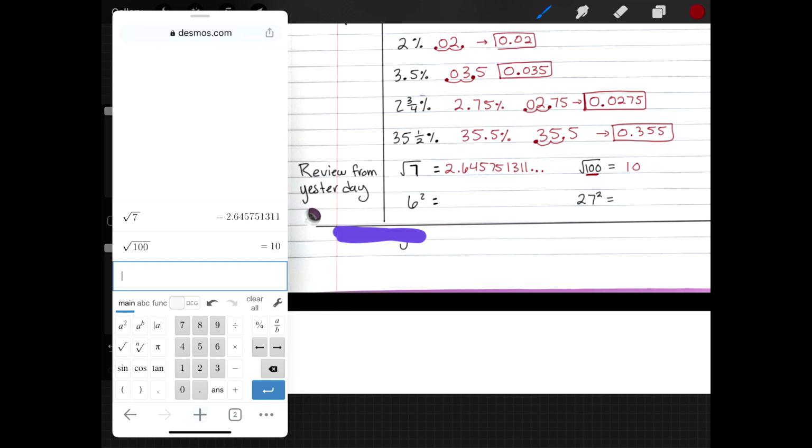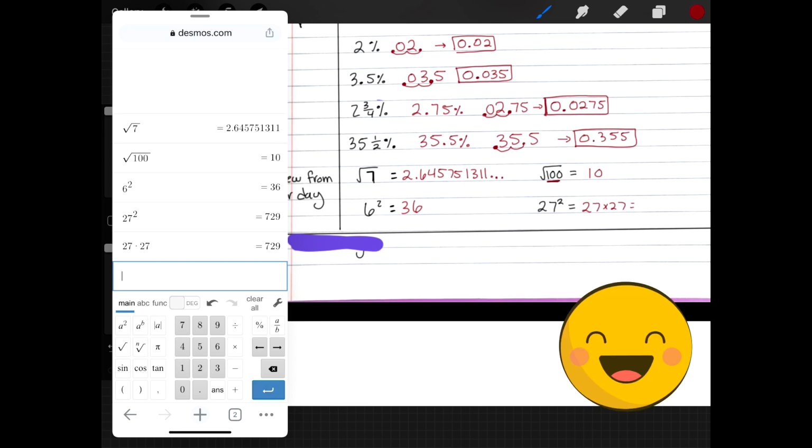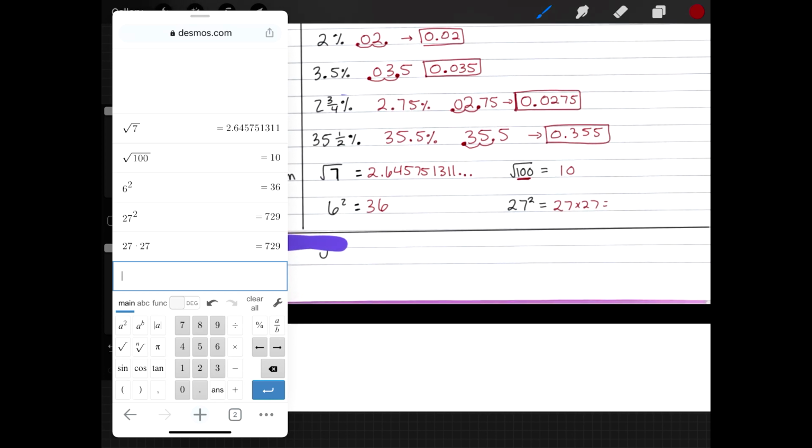Okay, let's do 6 squared. So I'm going to put 6, and then right under the menu, there's the a squared. So 6 squared is 36, and that makes sense because 6 times 6 is 36. And then 27 squared, remember that's 27 times 27. So let's see what that is. 27 squared is 729. Let's see if I get the same thing if I do 27 times 27. Yeah, I get the same thing. So that is 729.